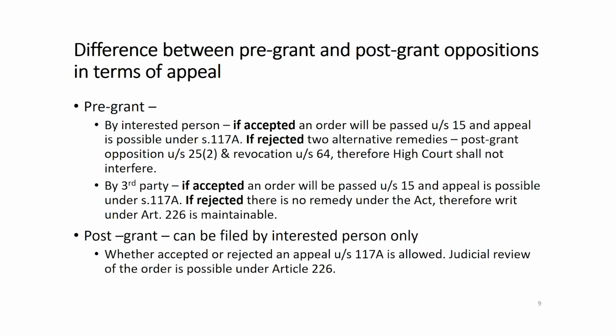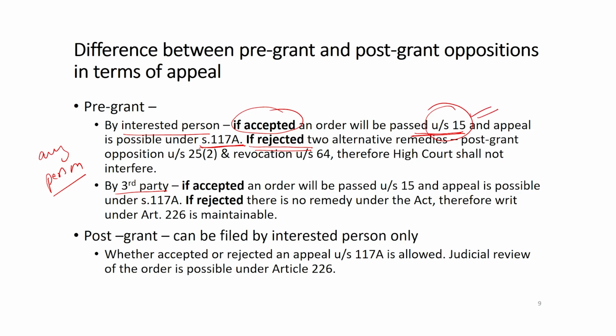There is one significant difference in terms of appeal, and kindly listen to me for 2 minutes and it will be clear. I said pre-grant can be raised by an interested person or any other person, right? So, pre-grant any person. If it is accepted, any acceptance or refusal, any grant is done under section 15, an order is passed under section 15. Section 117A says that an appeal from section 15 will go to the appropriate authority. So, if the opposition is accepted, then an appeal can be filed under section 117A. If it is rejected, there is no appeal, because rejection does not come under section 15.